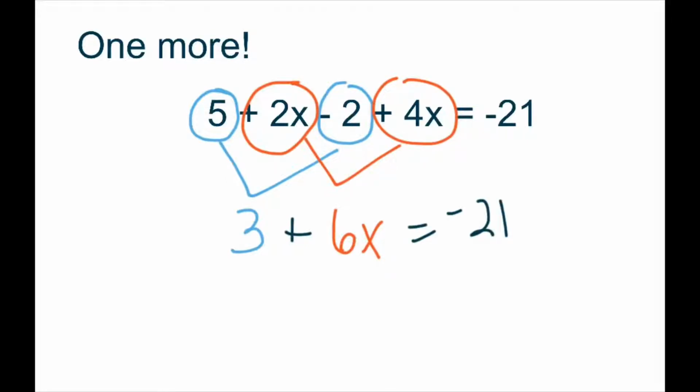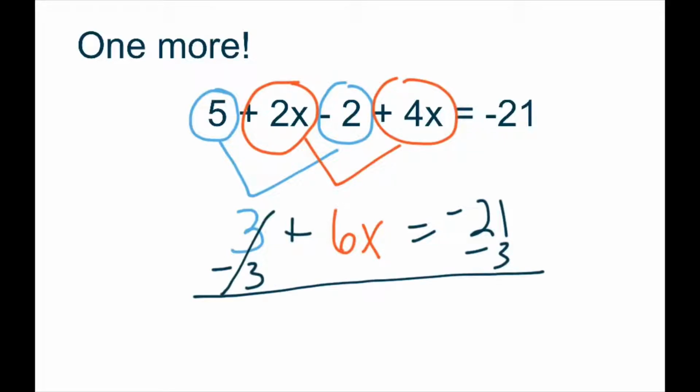Now what's awesome is we just have a 2-step equation. So first thing I'm going to do is subtract 3 from both sides. So I end up with 6x equals, remember, negative 21 minus 3 is going to equal a negative 24. Now it's a 1-step equation, multiplication, so we divide both sides by 6, and we get x equals negative 4.